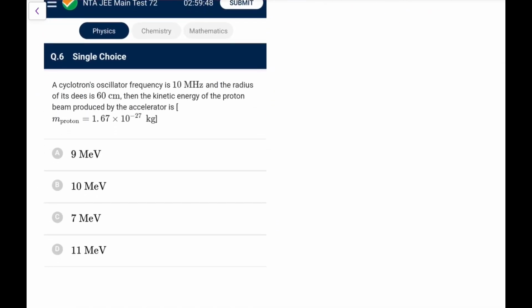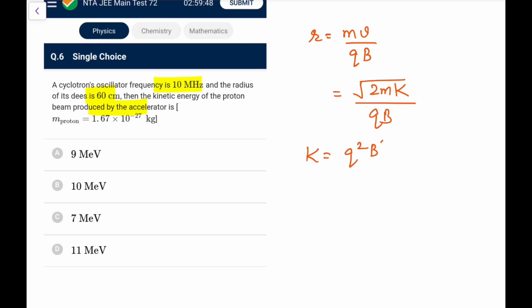Next, cyclotron's oscillator frequency is 10 megahertz, radius of the D is 60 cm, then the kinetic energy of the proton beam produced. So frequency is given, so kinetic energy you need to find out. The formula you need to remember, or if you are like me, I don't remember this many formulas. So what we know, radius is equal to mv by qB, and that can be written as root 2mK by qB. So kinetic energy comes out as q square B square r square by 2m.